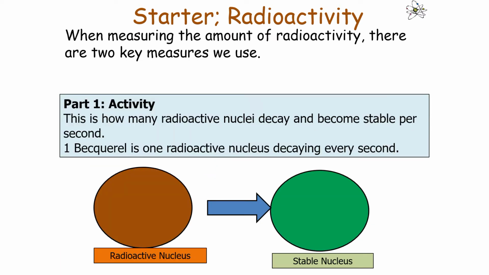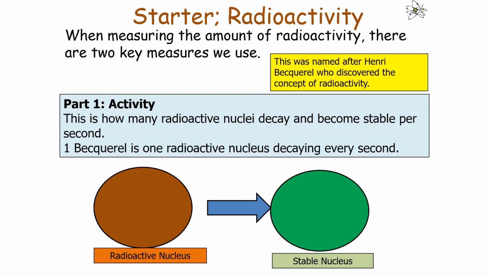Now in step 1 we can measure the activity. The activity is how many radioactive nuclei decay and become stable every second. We measure activity in becquerels. 1 becquerel is 1 radioactive nucleus decaying and becoming stable every second. This was named after Henri Becquerel, who discovered the concept of radioactivity.